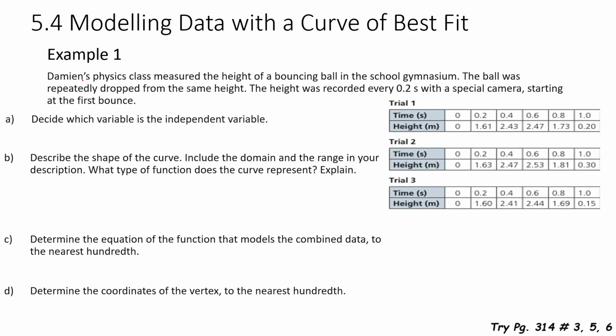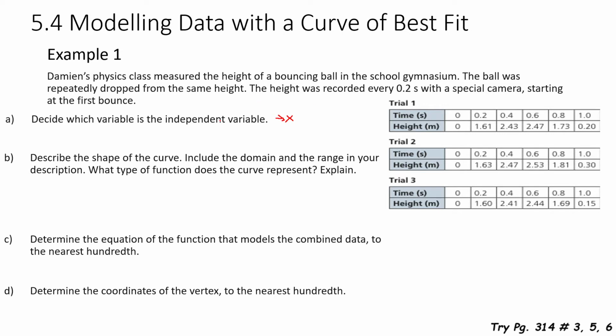This first one, Damien's physics class measured the height of a bouncing ball in the school gymnasium. The ball was repeatedly dropped from the same height. The height was recorded every 0.2 seconds with a special camera, starting with the first bounce. So deciding which variable is the independent variable, the independent variable is your x value, right? And your dependent variable would be your y.